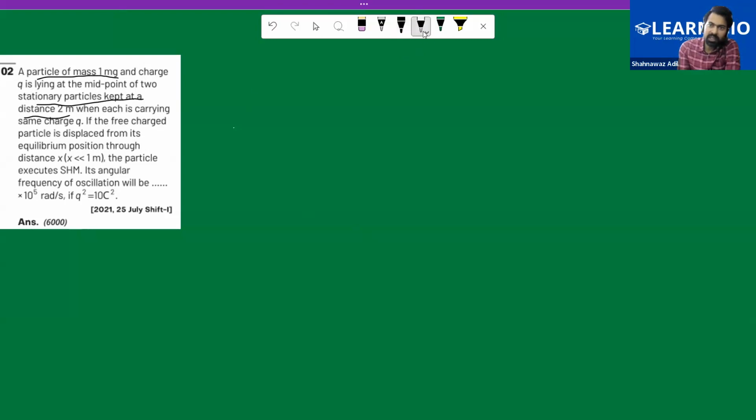So let's say that we have two charges or two particles. These are the two particles. And in between, we have another stationary particle which is of mass 1 milligram, right? And then this one has charge q, this one has charge q, and this one is also charge q, right? These two are 2 meters apart, so this middle one would be 1 meter from each other.